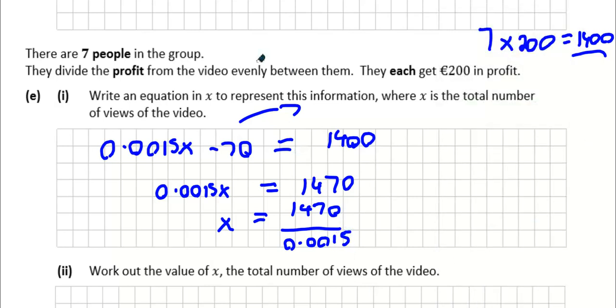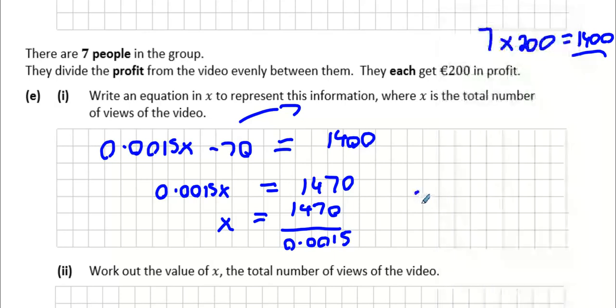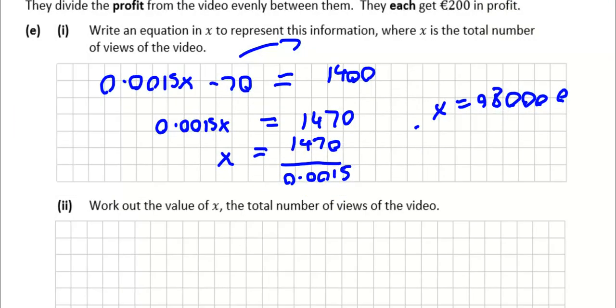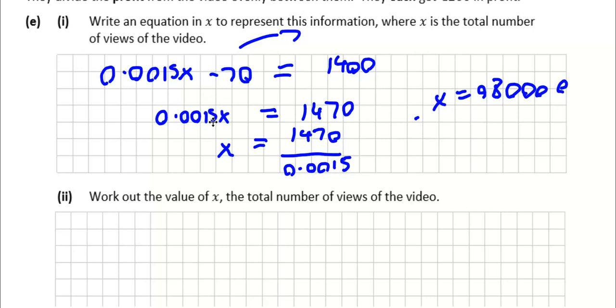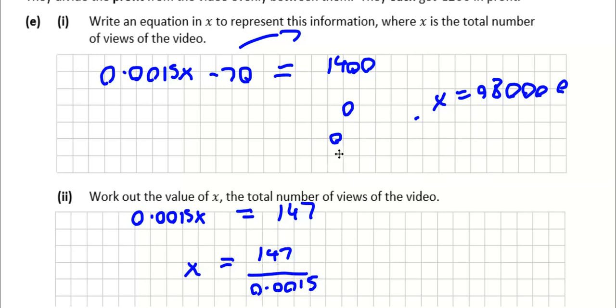So it's actually, it was a 70, not a 75. So if I divide 1,470 divided by 0.0015, we get 980,000. So x equals 980,000. Sorry, my bad. Oh, we already did that. Great. So part one is just the equation, and part two here is working it out. So we're all good.